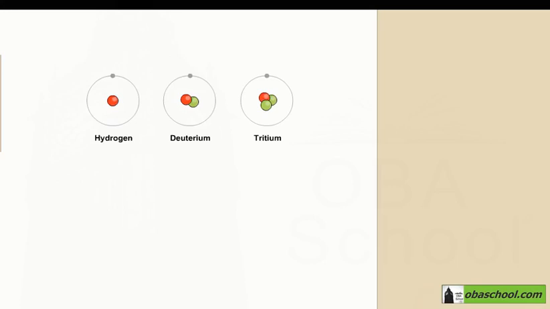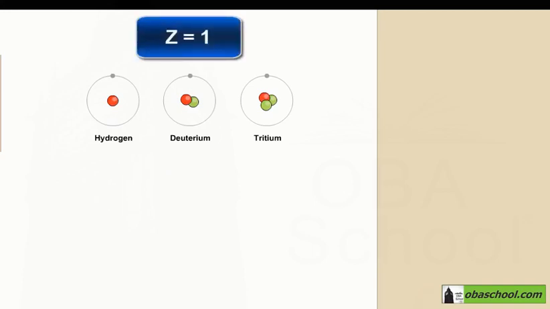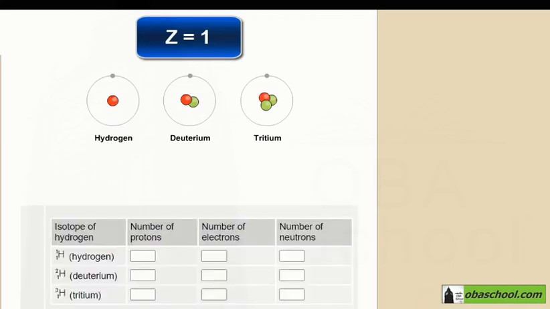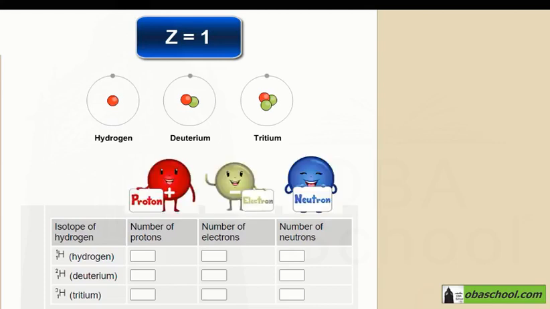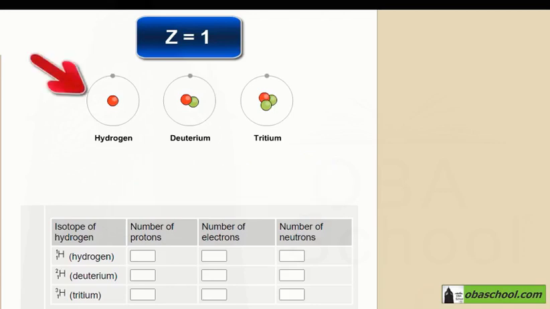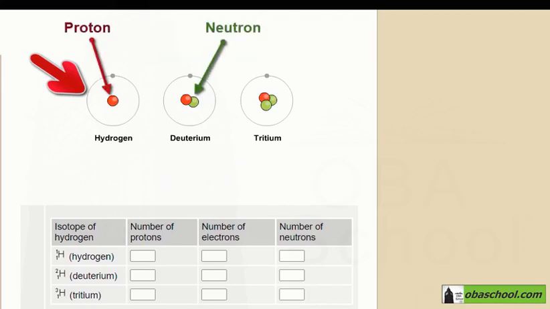So these are the 3 different atoms of the same element, hydrogen. How did we figure out that they're of the same element? Since Z of each one of them is 1, so the element is hydrogen. However, they have different mass number A. Let's fill this table together to show the number of protons, electrons, and neutrons in each isotope of hydrogen. We'll start with the first one. The red circle represents a proton, while the green circle represents the neutron. Now pause this video for a minute and try to fill this table by yourself.